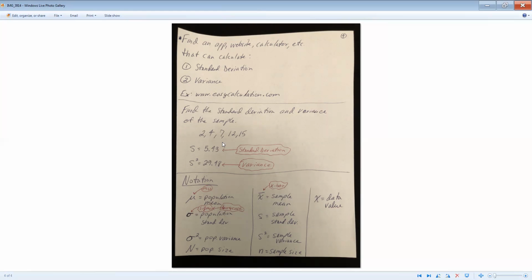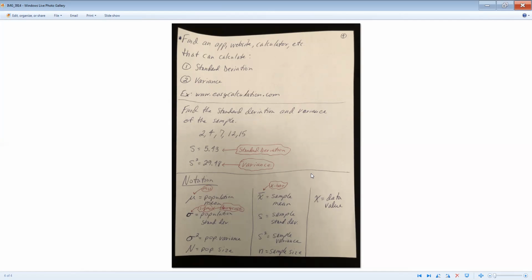A quick example that you can test it by: find the standard deviation and variance of the sample. Notice it says sample: 2, 4, 7, 12, 15. Your standard deviation of this sample is 5.43, and the variance should be 29.48. Notice I mentioned sample. Always make sure you pay attention to whether you're dealing with the sample versus the population. The population is the whole body. A sample would be a piece of that body. If you look at a college, the college student body is the population of that college. One classroom would be a sample of that student body population.